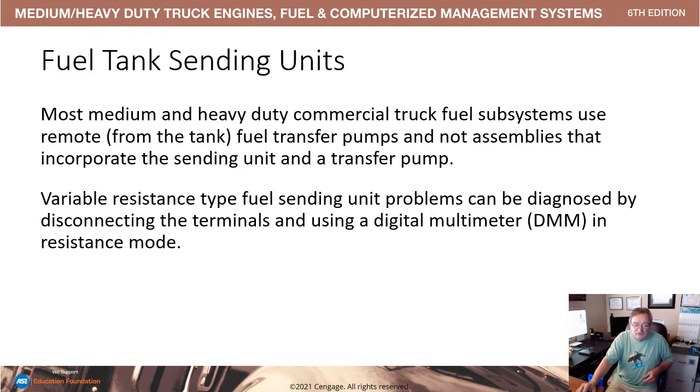Most medium and heavy duty commercial truck fuel systems use fuel transfer pumps remote from the tank, and not assemblies that incorporate a sending unit or the transfer pump. Variable resistance type sending unit problems can be diagnosed by disconnecting the terminals and using your digital multimeter in resistance ohms. You have to check with the manufacturer specification for the minimum and maximum resistance and test your unit to make sure it is within the range.